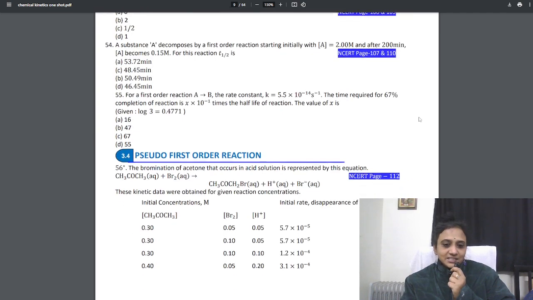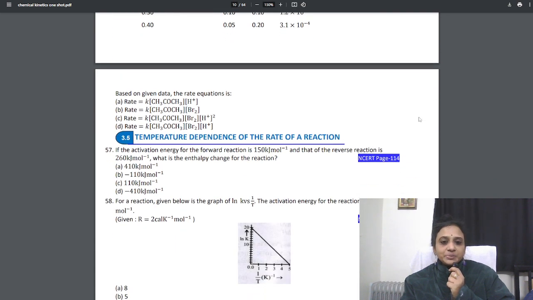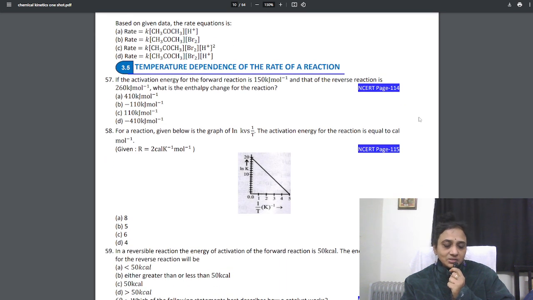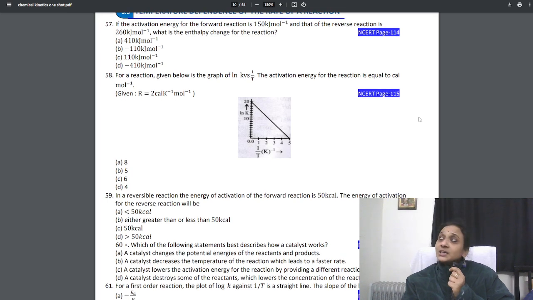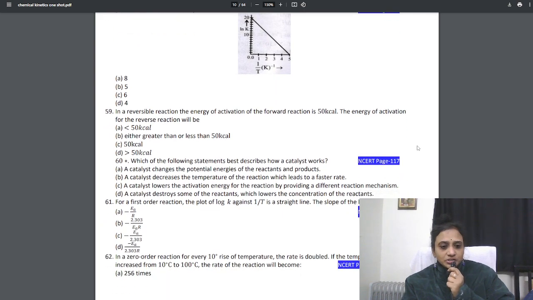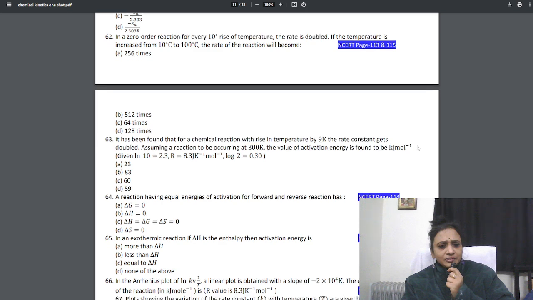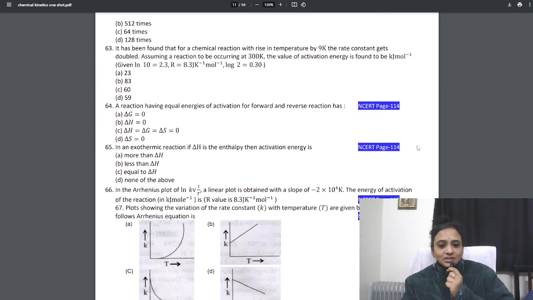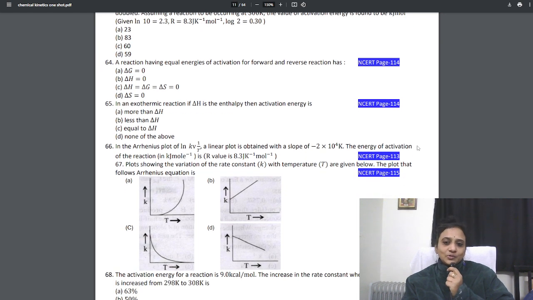Isn't it difficult? Yes. From here we are going to go to pseudo first order reaction. Then after that, pseudo first order, a very important question, is on page number 112. From there we are going into temperature dependence, that is, the effect of temperature on the rate of the reaction. That is also compulsory. Here we go gradually into the concept, different calculations of activation energy, calculation of rate constant, half-life period. Not easy, it's very difficult, but everything is free for you all.